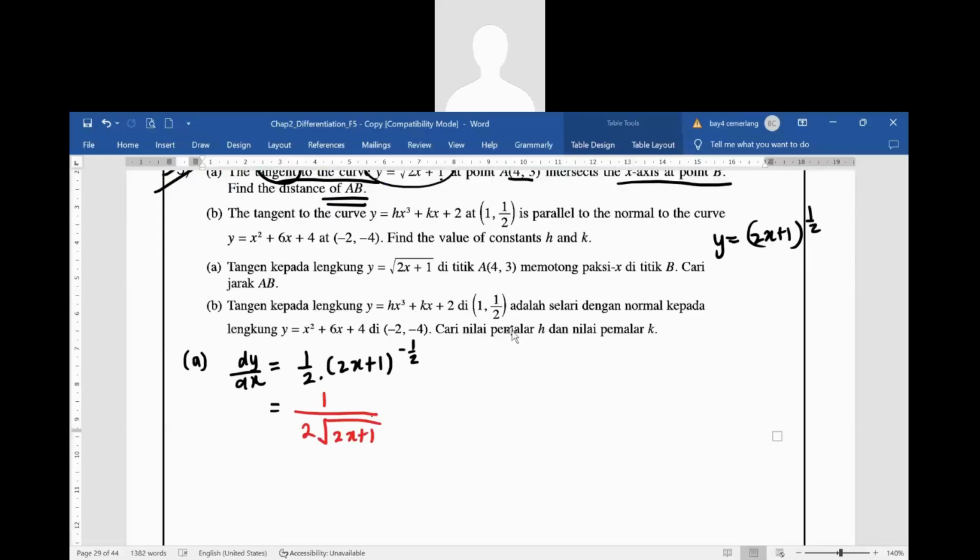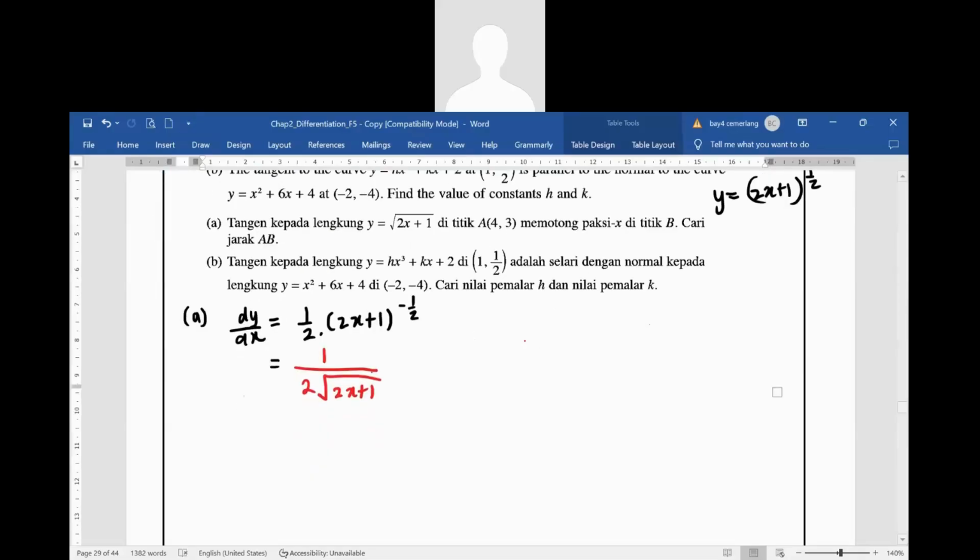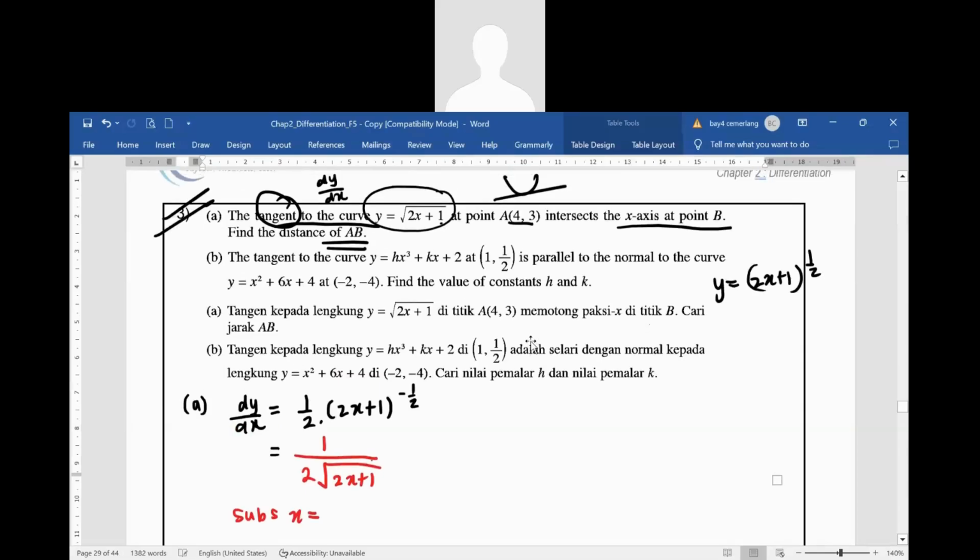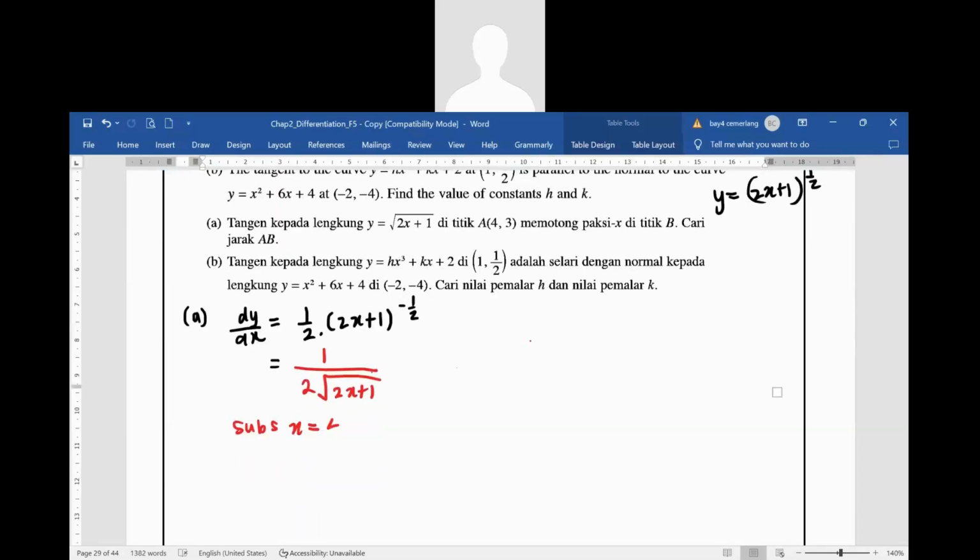So, at point what? At point A. So we substitute x equals to point A, x is how much? 4. Let's try substituting. Okay, so 1 over 2. 2 times 4 is 8, 8 plus 1 is 9. So, 1 over 2 times 3, is equal to 1 over 6. Okay. Then, y is equal to 1 over 6 x plus c. Right? Equation of tangent.